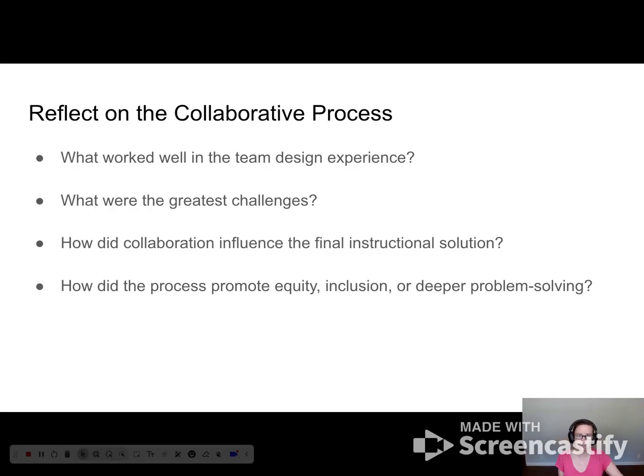Reflecting on the collaborative process. So reflecting on collaboration helps us improve future practice. Consider how team dynamics, shared responsibilities, and communication strategies affected both the process and the outcome. So here are some sample questions. What worked well in the team design experience? What were the greatest challenges? How did collaboration influence the final instructional solution? And then how did the process promote equity, inclusion, or deeper problem solving?